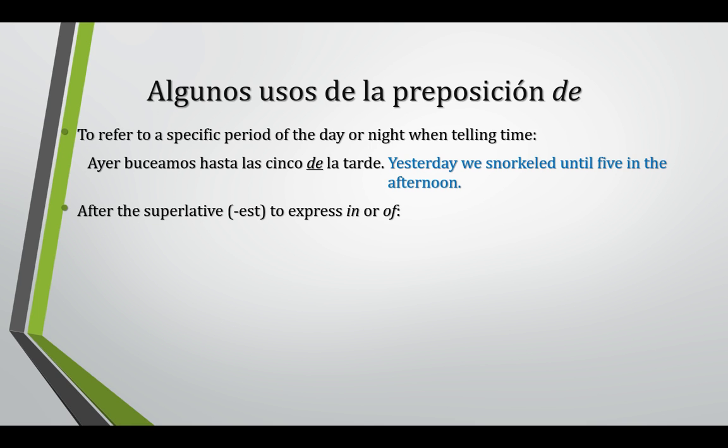We also use de after an expression of the superlative, and the superlative is the est ending of an adjective. And in English, it's very often used with the word in or out. Vamos a mirar un ejemplo.